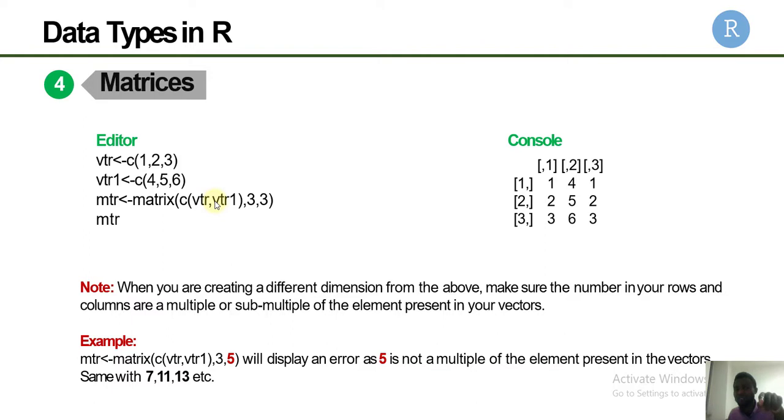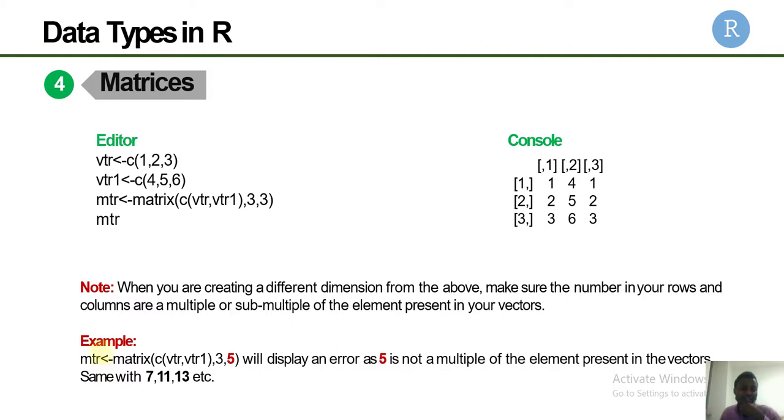This particular argument, the 3, stands for the row, and the next 3 stands for the column. So this means we are creating a square matrix, a matrix that has 3 rows and 3 columns. If I run MTR, you will have the result in this particular form. Note, when you are creating a different dimension from the above, make sure the numbers of rows and columns are a multiple or sub-multiple of the number of elements present in your vector. This is an example of what I'm saying, and we'll still see it during the practical section clearly.